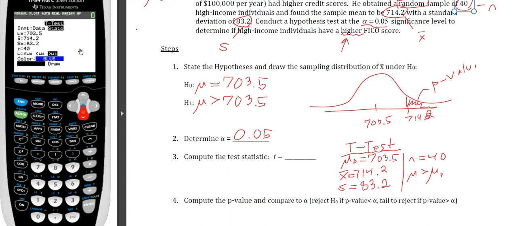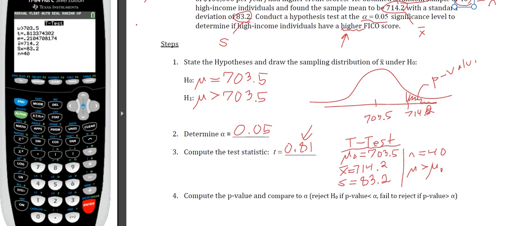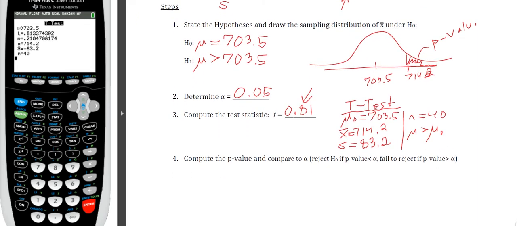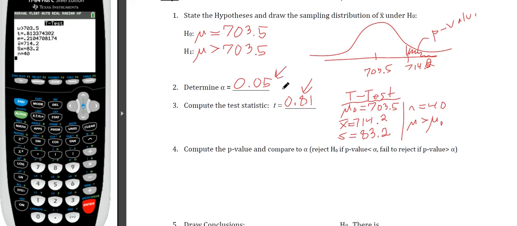We put all that information into t-test and calculate. We get a t-statistic, or a test statistic, of 0.813. Or I'll just say 0.81. Normally we just round these to 2 decimal places. That is really low. That is less than 1 standard deviation away. That does not seem very different from the mean. We're usually looking for at least 2 standard deviations away, particularly when testing against this level of significance.